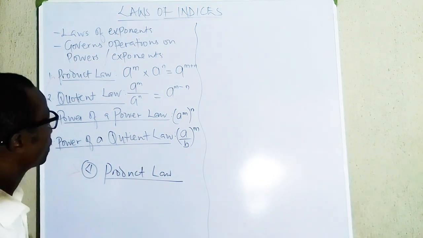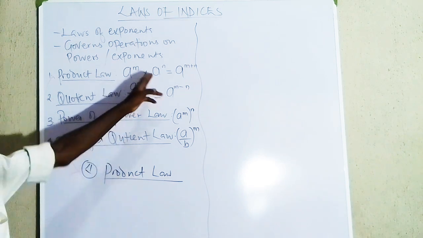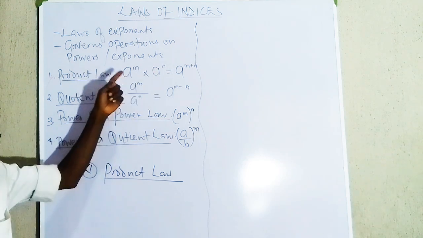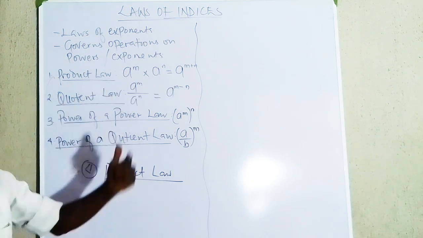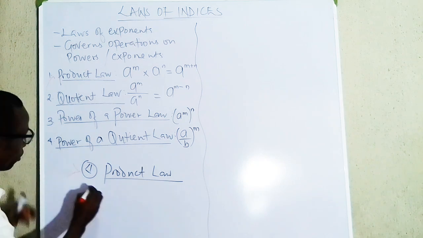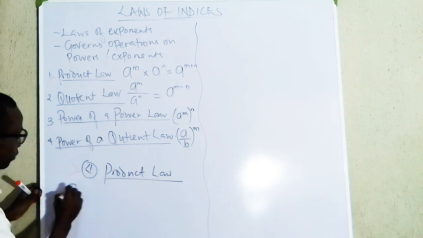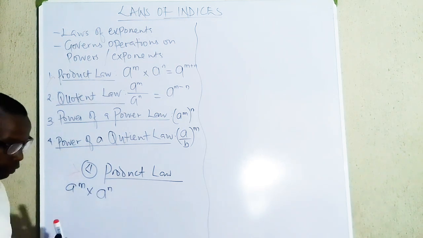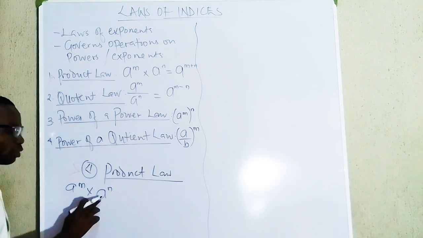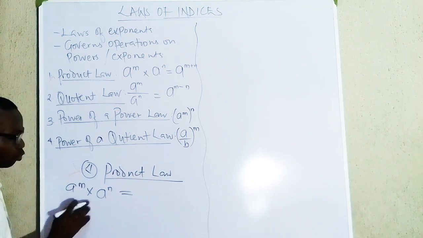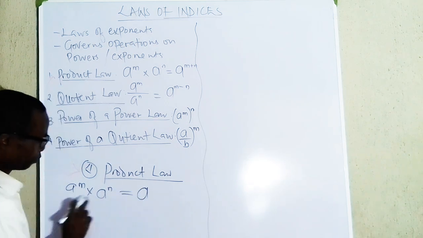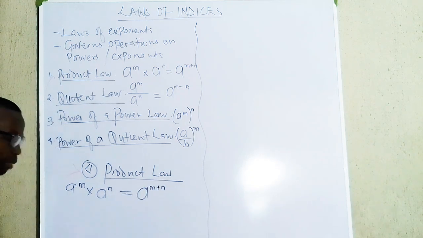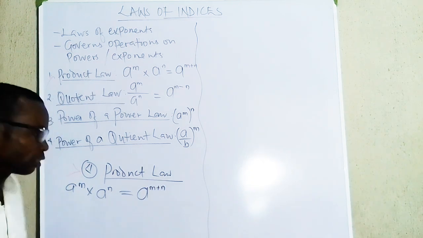What that law states is this. When two items have the same base, you add the two of them. When the product of items has the same base, you add the exponents. In this case, a raised to the power of m multiplied by a raised to the power of n. Once both of them have the same base, you use a single base for both of them, and then have this as m plus n.